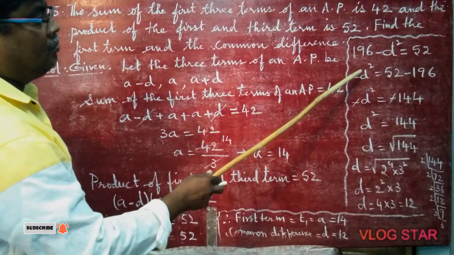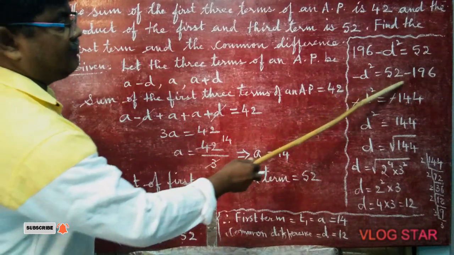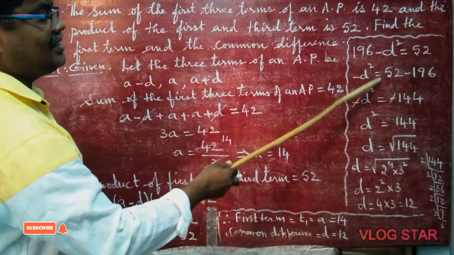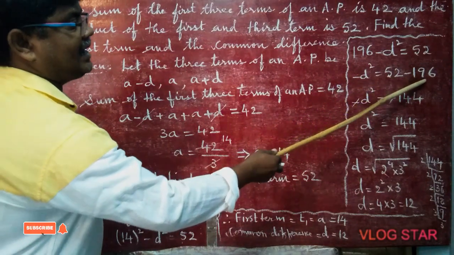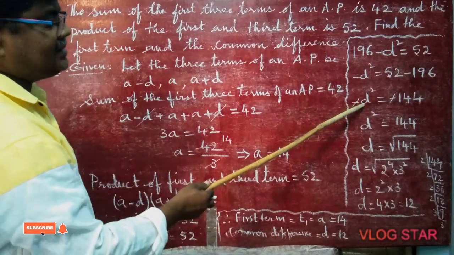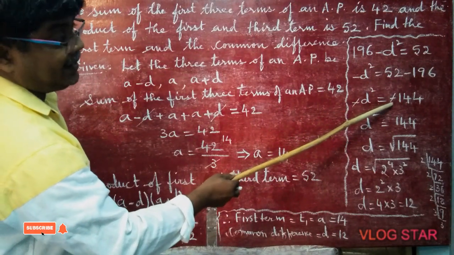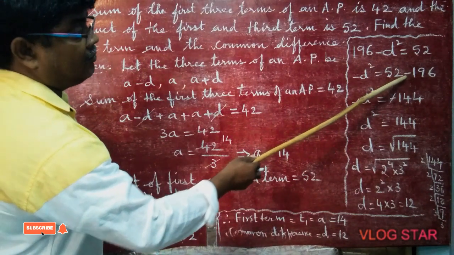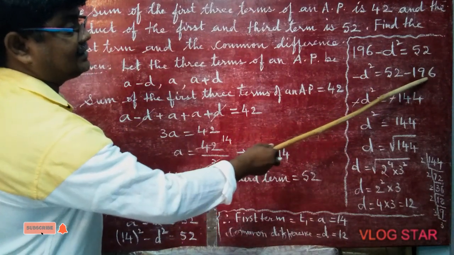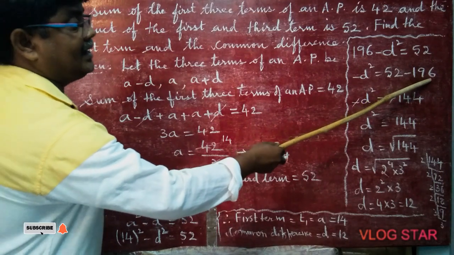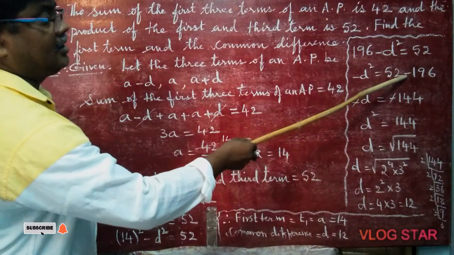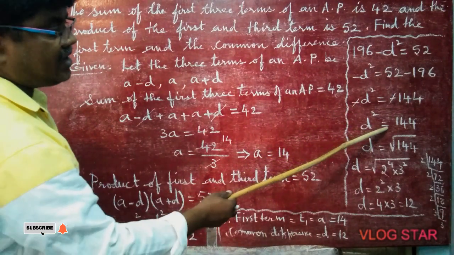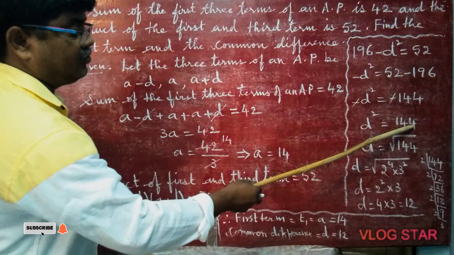Now variables on one side, numerical values on the other side. Plus goes to that side as minus. Minus D square is equal to 52 minus 196. Minus D square is equal to minus 144. If you subtract 52 from 196, the sign of the bigger number comes, the 196 is the bigger number. Now minus gets cancelled. Now D square is equal to 144.